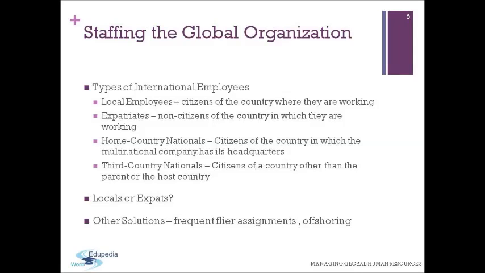There may also be a fear that expatriates, knowing they are at the foreign subsidiary for only a few years, may overemphasize short-term results.